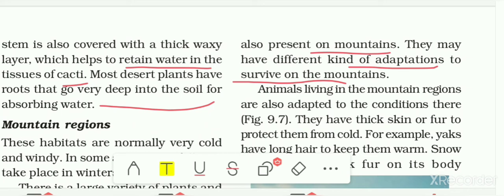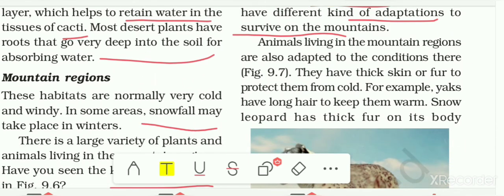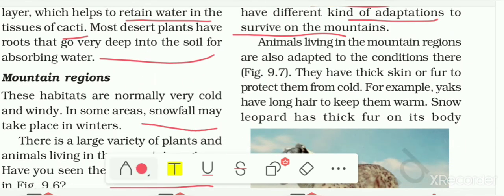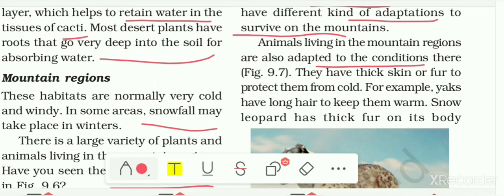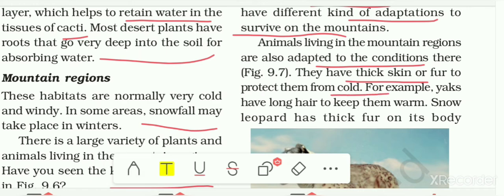Now what about the animals? Animals living in the mountain region are also adapted to the conditions present there. Here in the next figure, figure 9.7, some of the mountain region animals are shown to you. These animals have thick skin or fur to protect them from the cold.